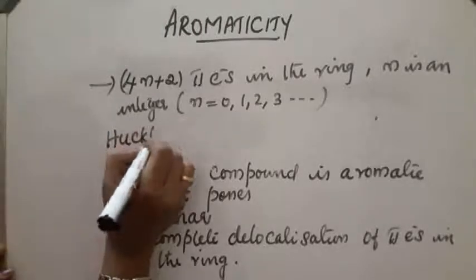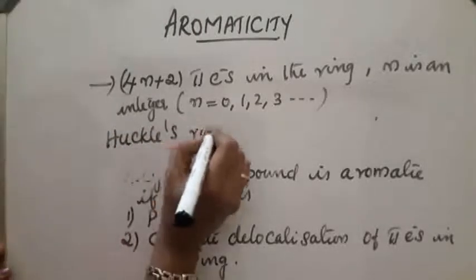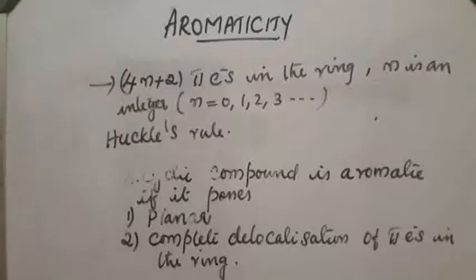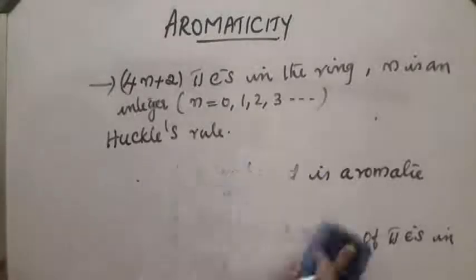So according to Huckel's rule, a compound is aromatic if it possesses the following characteristics: first, the compound must be planar; second, complete delocalization of pi electrons in the ring; and there must be 4n plus 2 pi electrons in the ring, where n is an integer, n equal to 0, 1, 2, 3, etc. Let us take some examples.